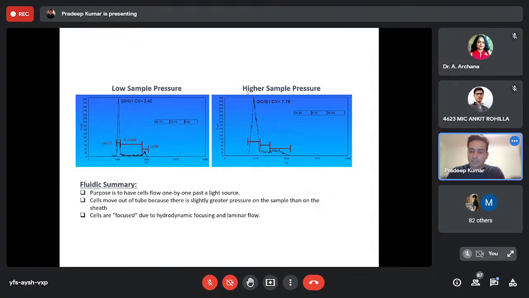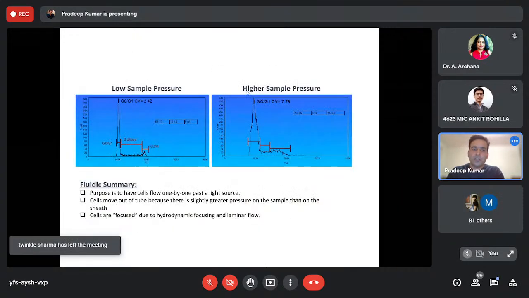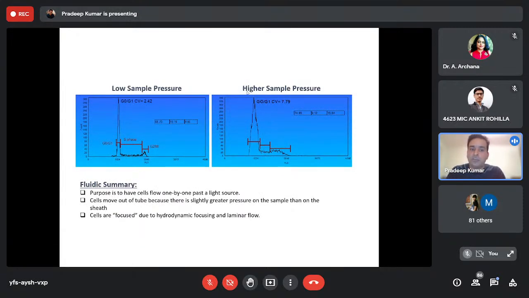This slide is an example of the same thing, low differential pressure and high differential pressure. These images are of a cell cycle peak. We know there are different stages of the cell cycle: G0, G1 phase, S phase, G2, M phase, and you can do that cell cycle analysis through flow cytometry as well. So this is a perfect example of low sample pressure versus high sample pressure.